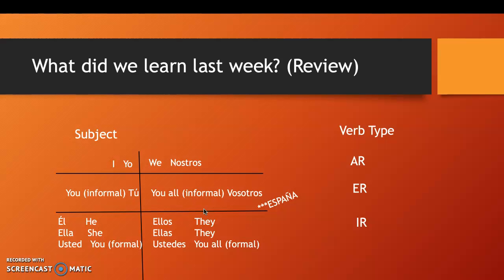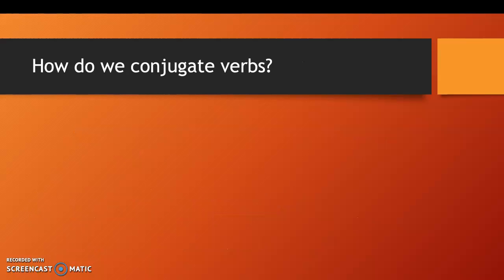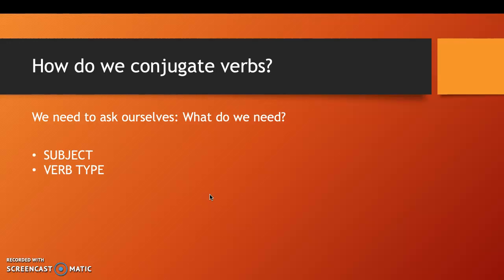All right, let's go ahead and get into the meat and potatoes. How do we conjugate verbs? The first thing we have to ask ourselves is, what do we need? What are the components that we need to be able to successfully conjugate verbs? And those 2 things are our subject and our verb type.